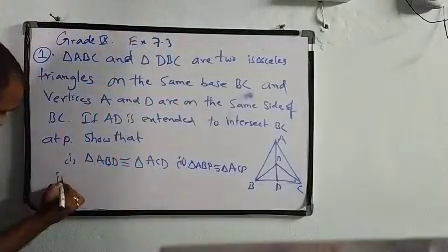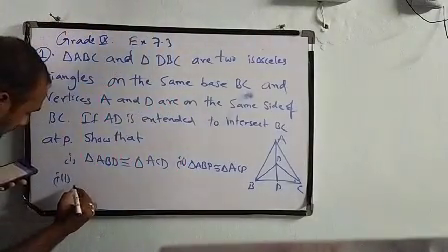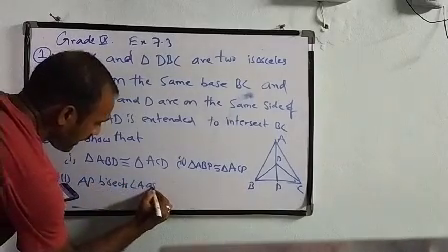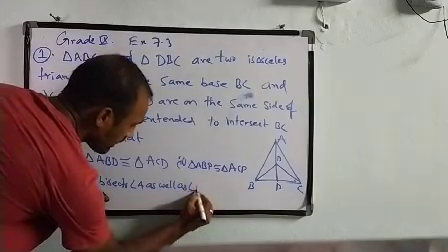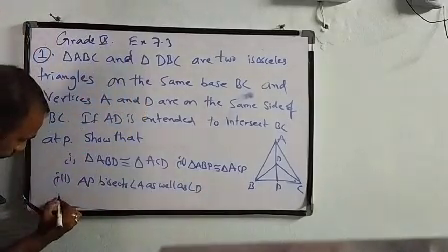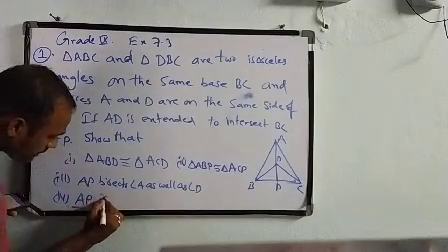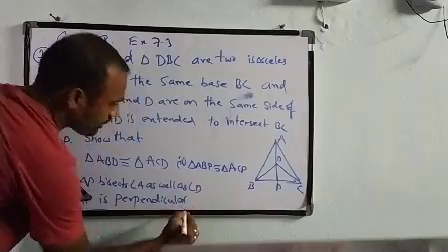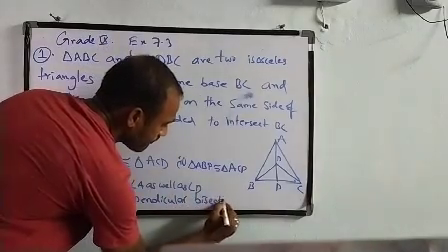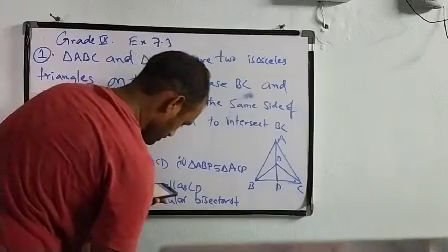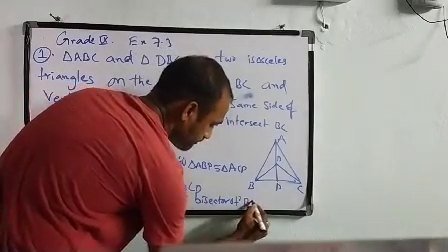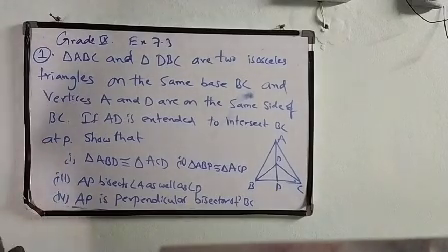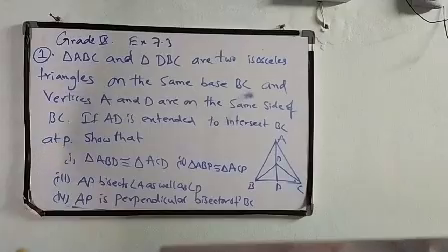Next, third proof, AP bisects angle A as well as angle D. Fourth proof is AP is perpendicular bisector of BC. So these are the four proofs which we need to do in this question. Now let us start doing the proof.